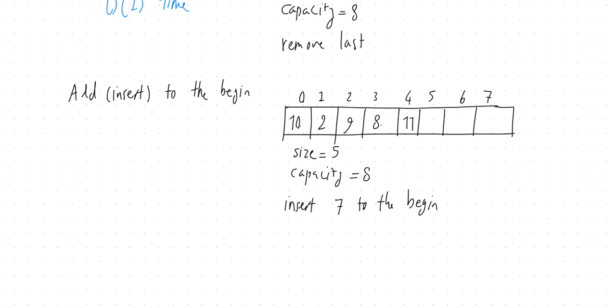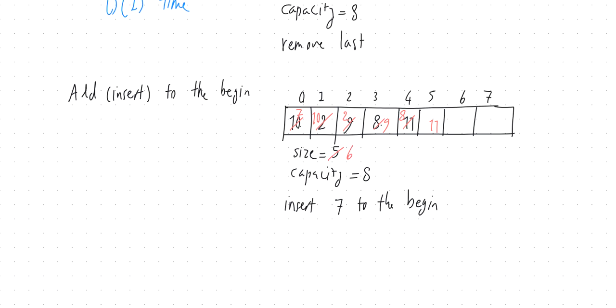So what I need to do is a few assignments, right? 11 should be assigned here, 8 goes here, 9 goes here, 2 goes here, and 10 goes here. Finally, this place is available, and I write 7. Then I have 7, 10, 2, 9, 8, 11. And I increase the size to 6. Okay, so that's it, right? It's not as simple as doing this to the end, because we have to shift all the existing elements to the right to make room for the new element to be added to the beginning of the array.